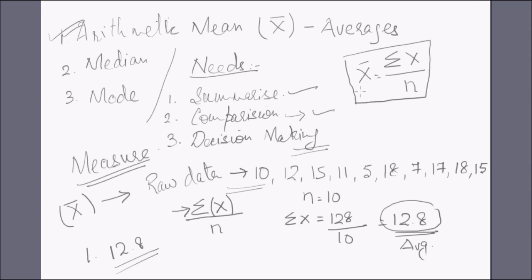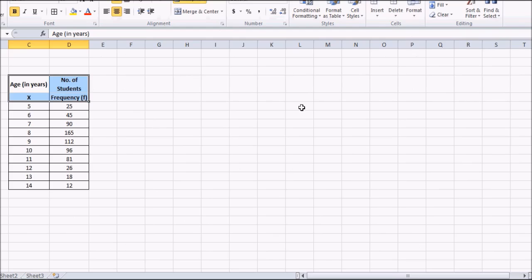We have data given in a frequency distribution table, something like this. You have the data given here, x in this column, and you have the frequency, or say the number of students, given in another column. This is a simple example of the age of students in a school. Students' ages start from 5 and go up to 14, and the number of students in each of these categories is mentioned here, which we simply call frequency, or f.